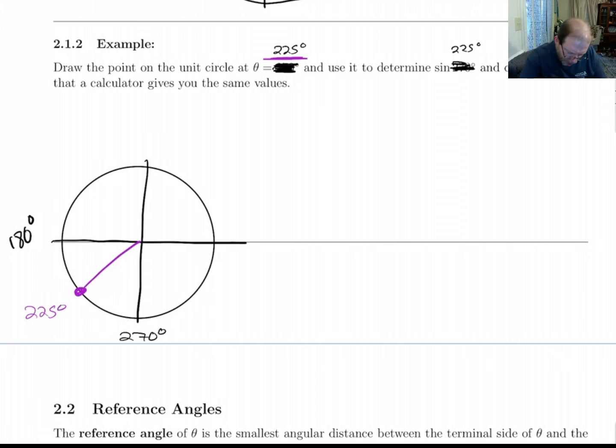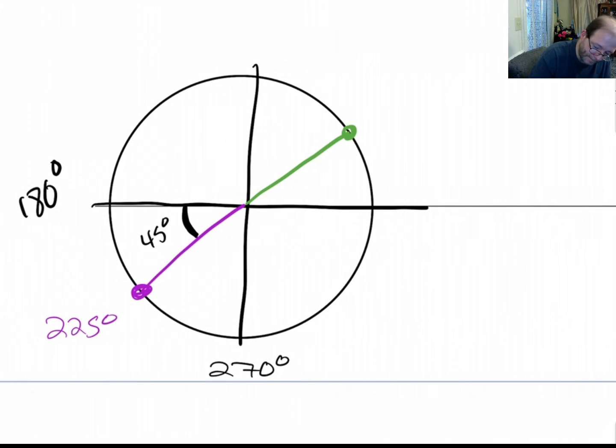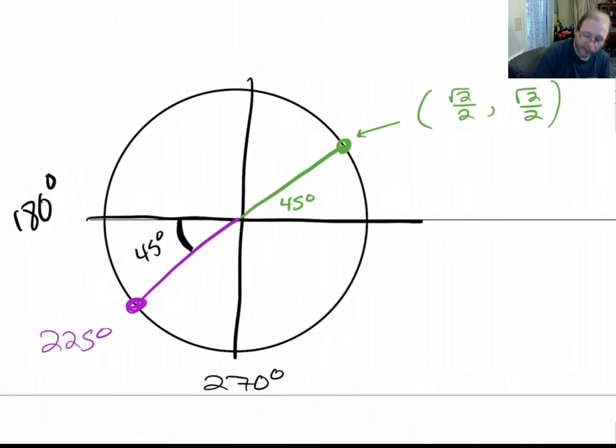All right. Now notice, what is this angular distance here? Well, from 180 to 225, this angular distance is 45 degrees. So I'm going to draw in a 45-degree angle up here. All right, and for a 45-degree angle, we know that this is going to be root 2 over 2 for both of these from the chart of special angles. And we know, of course, this is cosine 45 degrees, and this is sine 45 degrees.